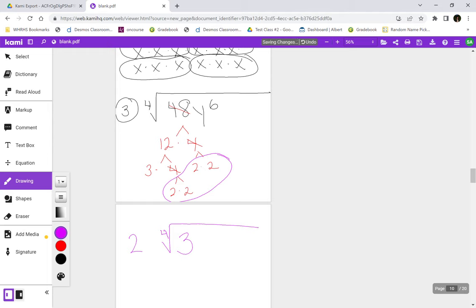Let's go to y to the 6. We're going to use our shortcut. 4 goes into 6 how many times? 1 time. That means 1 y is getting taken out. How many y's are left over? 2. So y to the 2nd on the inside.